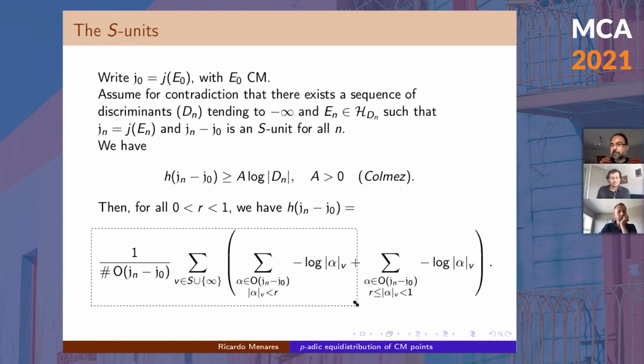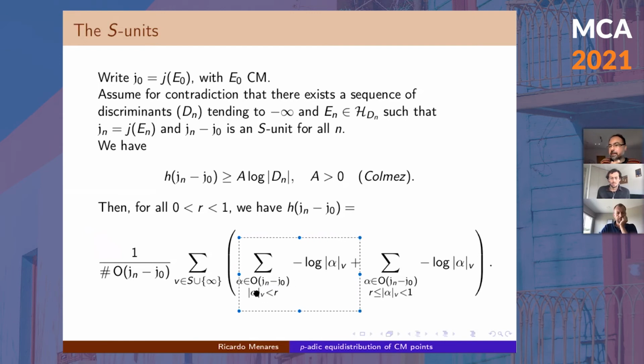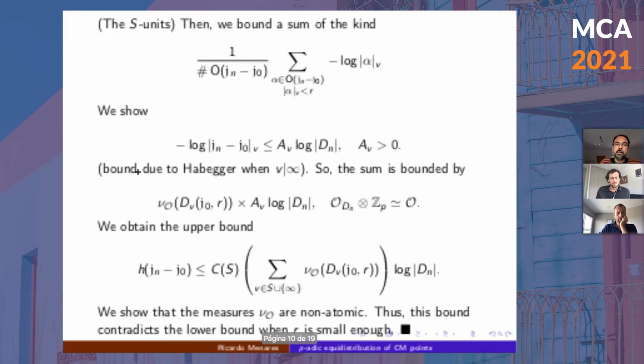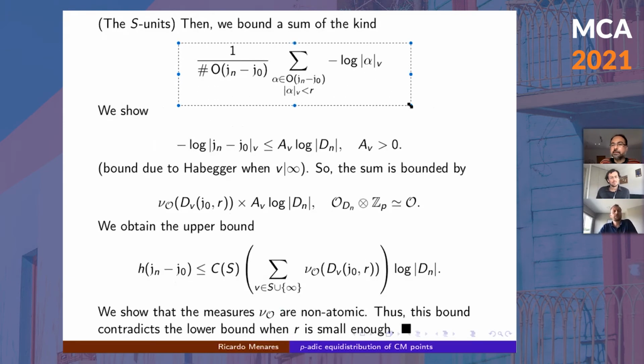now I said that we wanted an upper bound. So what we will do is to take, you see, this is a finite sum. So for every one of these places, we have an average of the function minus log over the Galois orbit of Jn minus J0. So what we want to do is to bound sums of this form. Since there are a finite number of them, if we can bound every one of them in a convenient way, then we can add the bounds and get some conclusion. Okay, so how do we upper bound this?